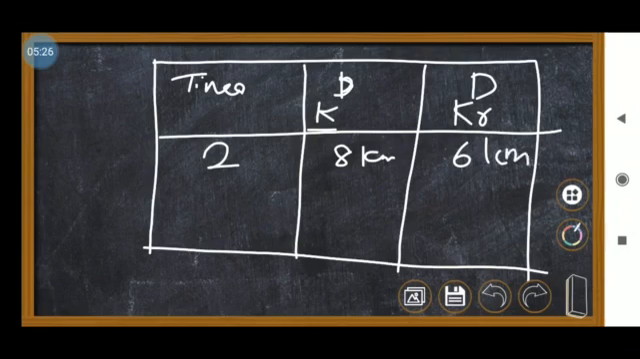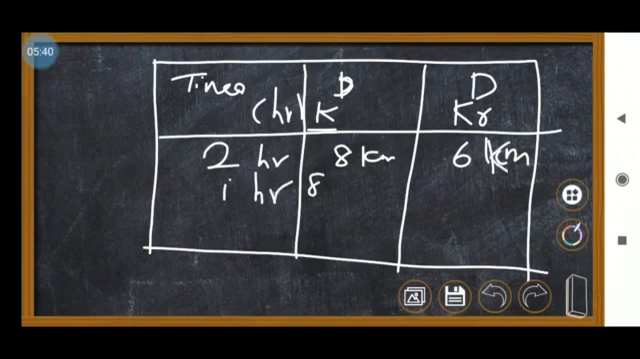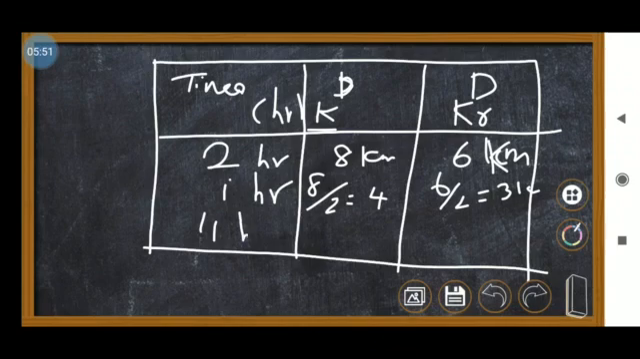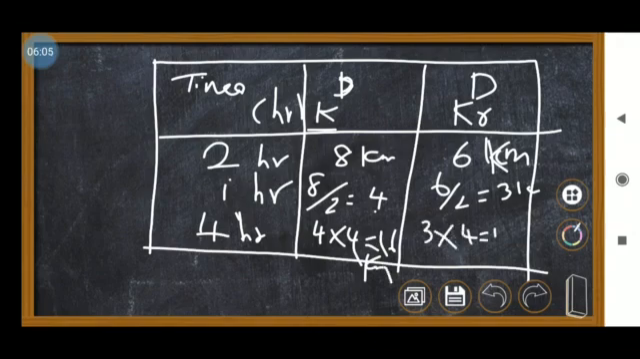This is for 2 hours: 2 hours, 8 kilometers for Karan, 6 kilometers for Kriti. For 1 hour we have to divide: 8 divided by 2 is 4 kilometers, and 6 divided by 2 is 3 kilometers. If they go for 4 hours, 1 hour is 4 kilometers, so 4 hours is 4 into 4, 16 kilometers. Here 3 into 4 is 12 kilometers.